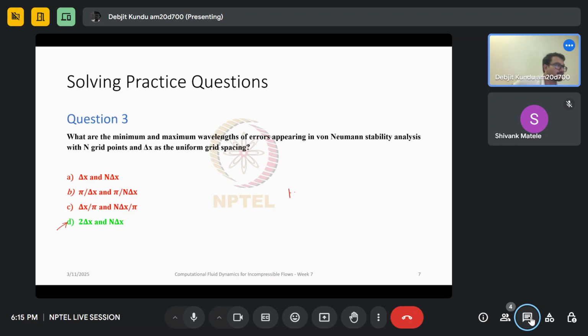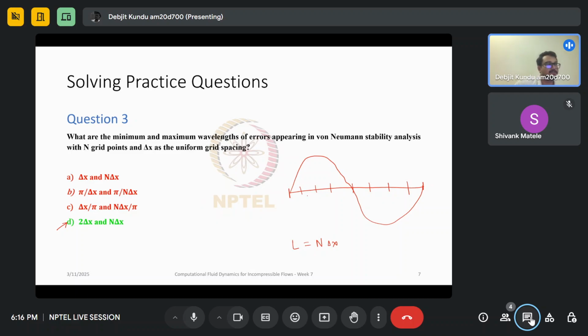So if this is my domain, the largest wavelength is what resembles this. Something like this. So here the wavelength is the whole length, right? So the whole length L is basically n into delta x. This is the maximum wavelength possible.